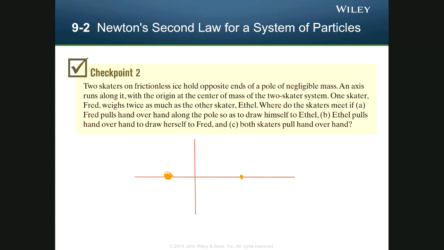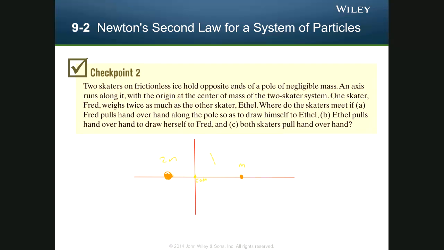And what we're going to do is mark our origin, placed at the center of mass, COM. And as you know, if this is Fred, Ethel has a mass of M. Fred has a mass of 2M. So the center of mass will be closer to Fred, right?